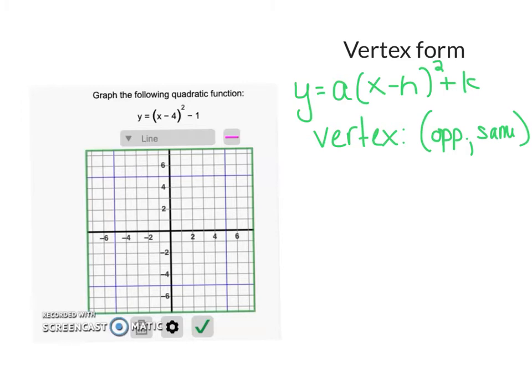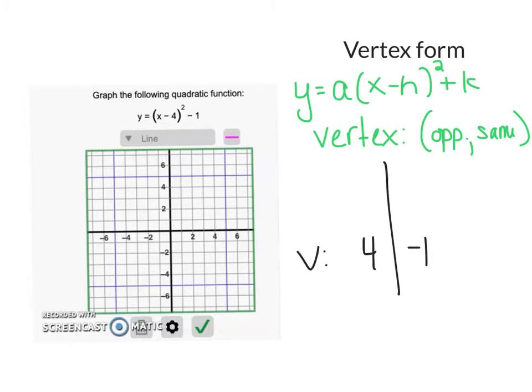Okay, this one is vertex form. It goes in parentheses is your h and outside is your k value. So I always told you opposite same for the vertex. Now, I'm going to identify it first. In this scenario, +4, -1 would be my vertex.